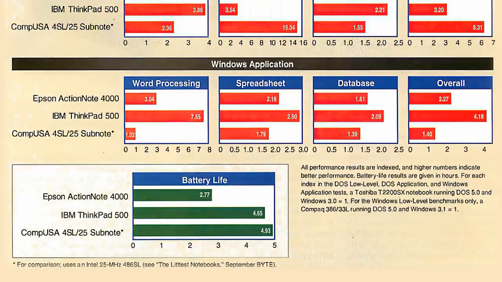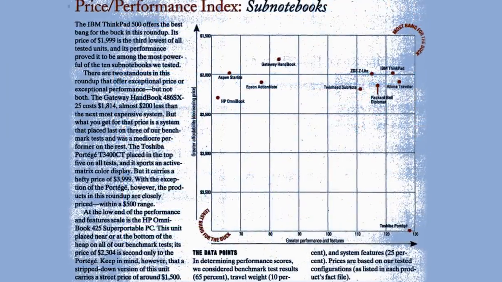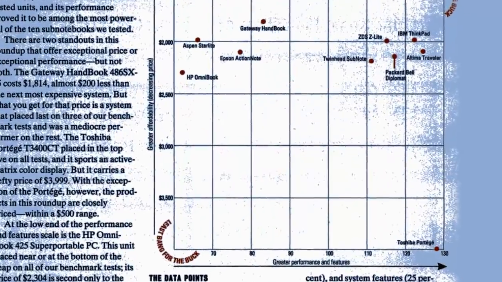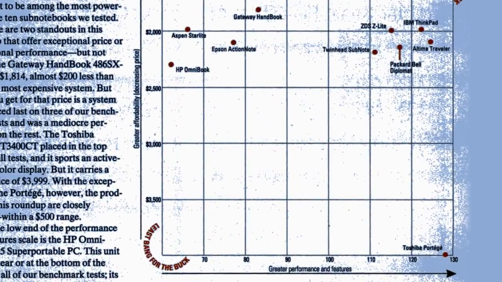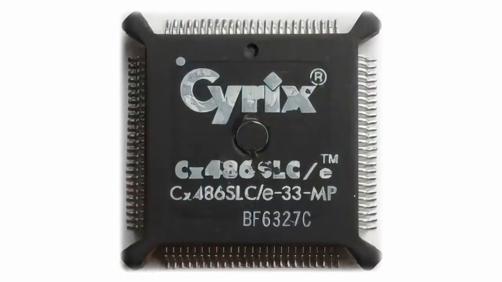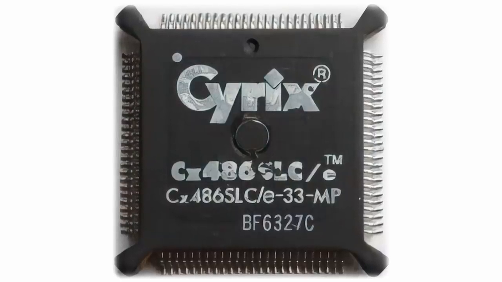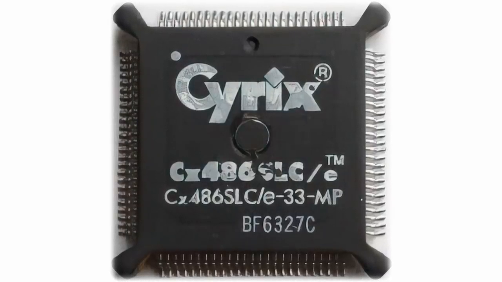The late March edition of PC Magazine in 1994 also got in on the act, this time using a scatter chart, but with a similar outcome. And part of that is down to the CPU Epson decided to run with, a Cyrix 33MHz 486 SLC. Power efficient, compact, but it had disadvantages.